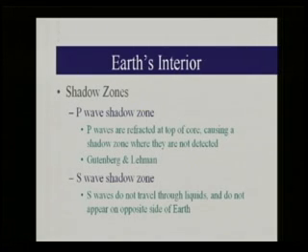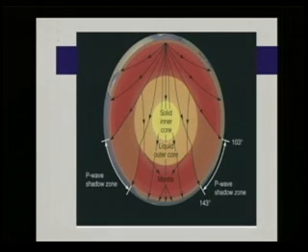S-waves do not travel through liquids, and S-waves are stopped dead in their tracks at that core mantle boundary. So there is a big S-wave shadow zone on the opposite side of the Earth where S-waves are not detected. Let me show you that. This is the P-wave shadow zone, and here we have the focus of our earthquake right at the top of this diagram, and you can see refraction of the waves as they travel through the Earth.